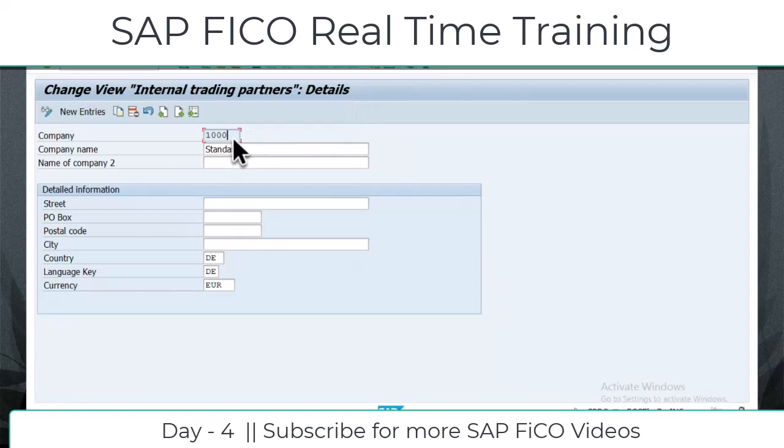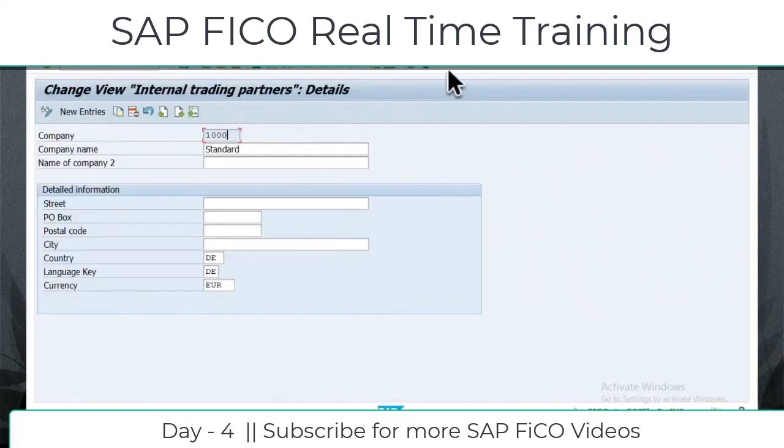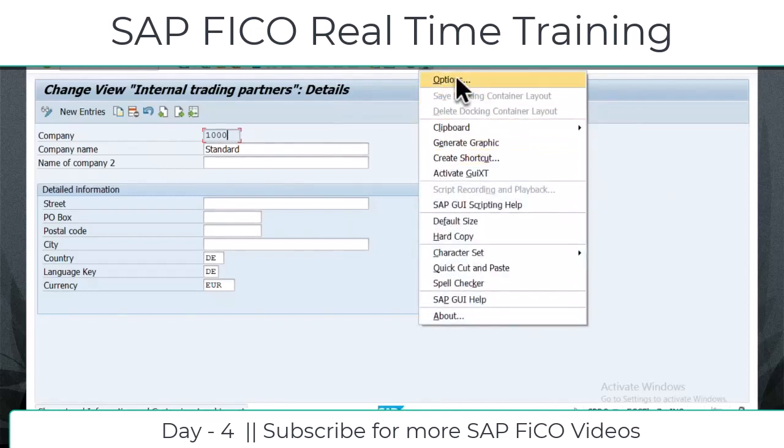For example, you want to see company. Keep the cursor here and click on the help button. Then it will explain about the company and what you are supposed to fill in that particular field. Next one is the customizing button. Here you can customize your font size, font format, backend theme, and screen theme. You can control all these things using these options.